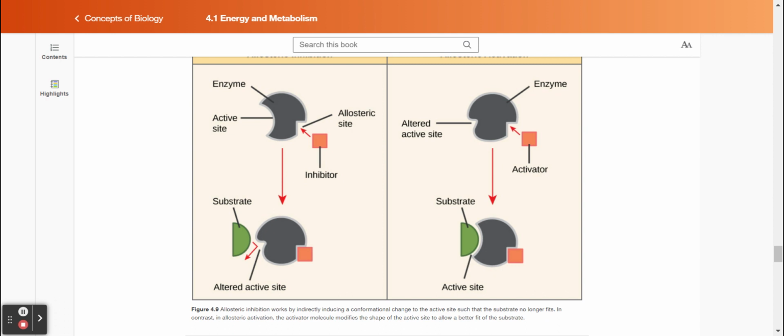Figure 4.9. Allosteric inhibition works by indirectly inducing a conformational change to the active site such that the substrate no longer fits. In contrast, in allosteric activation, the activator molecule modifies the shape of the active site to allow a better fit of the substrate.